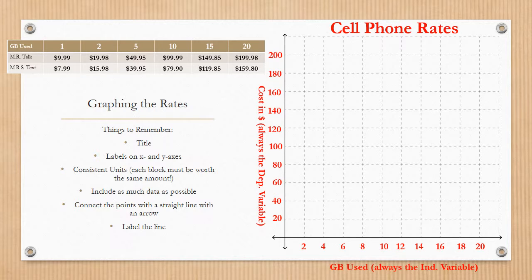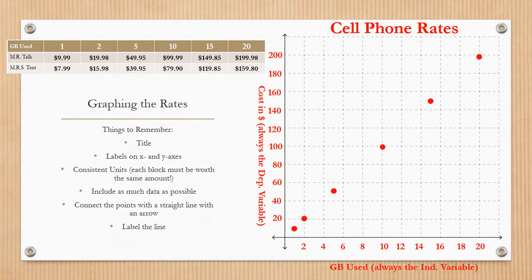Now this data is not the nicest to graph because it doesn't give us what I call pretty points that lie exactly on an intersection of my dotted lines, but that's okay. We're going to get these as close as possible. So I'm going to go through and I'm just going to plot the points. We've practiced doing this. 1 gigabyte is $9.99. So I'm going to move 1 on the x-axis and then up about 10 on the y-axis, and I'm going to do this for all my points, and you'll see that I would get these points here. Notice as my amount of gigabytes gets spread out from 1 to 2, 2 to 5, 5 to 10, 10 to 15, 15 to 20, my points get a little further spread out.